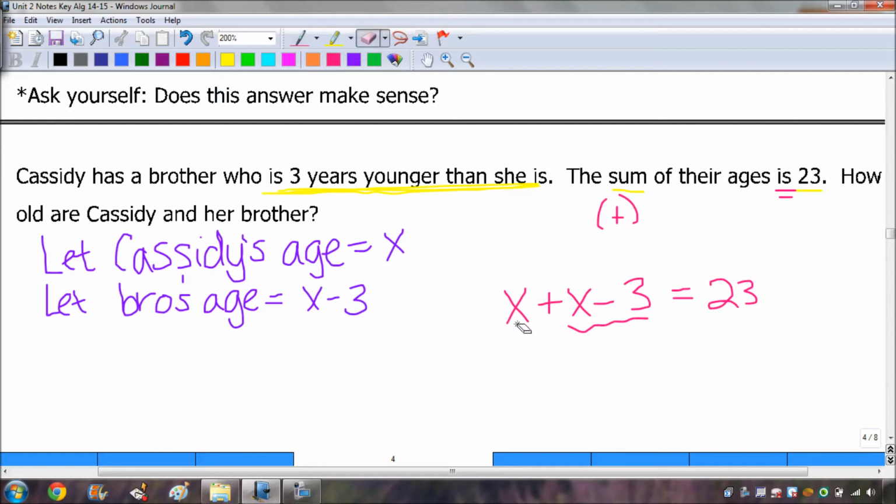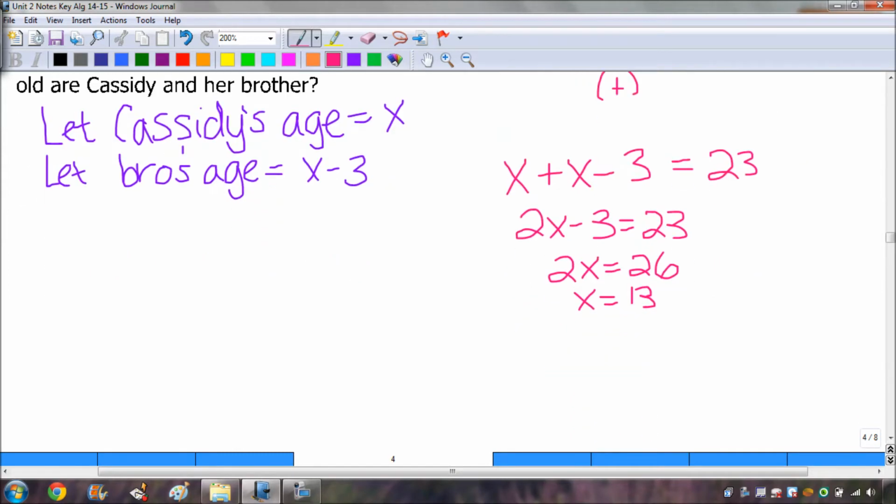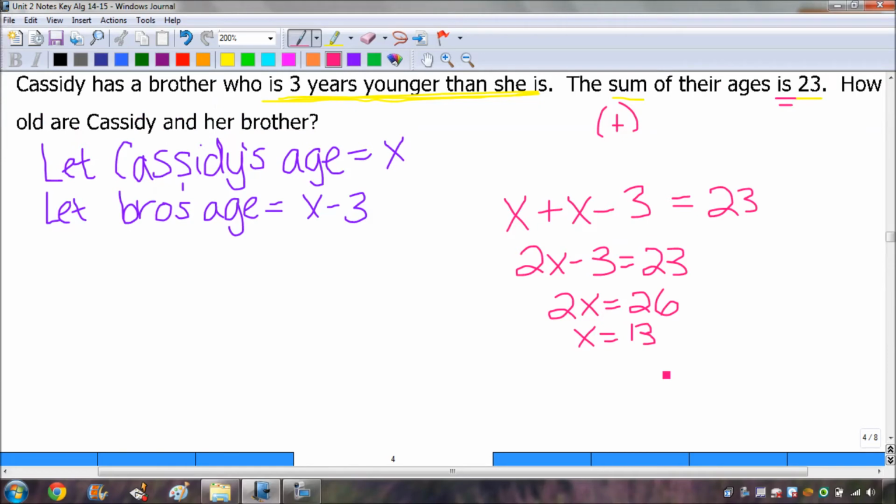All right? So then, once I've done that, the next step is to just solve my equation. So to solve, I'm going to combine like terms. Okay. Then I'm going to add 3 to both sides to help me get the x by itself. Divide both sides by 2, right? I end up getting x equals 13. So that means that Cassidy is 13 and her brother is 13 minus 3. So I'm going to fill this into my let statement. Cassidy is 13 and her brother is 13 minus 3, so he's 10.